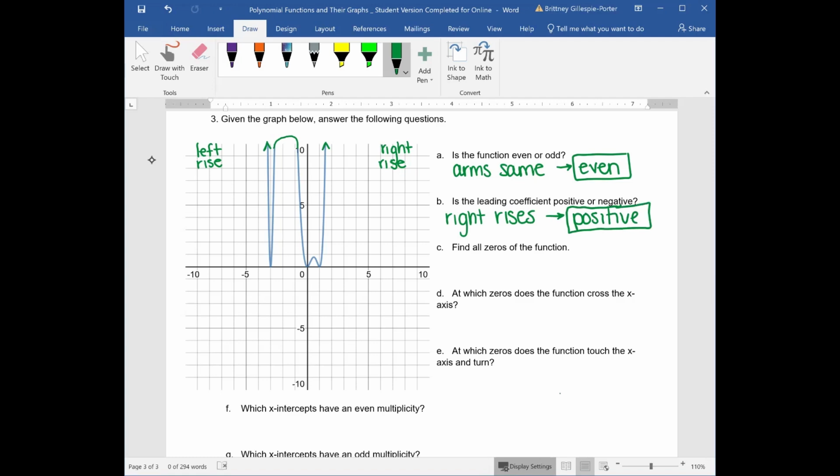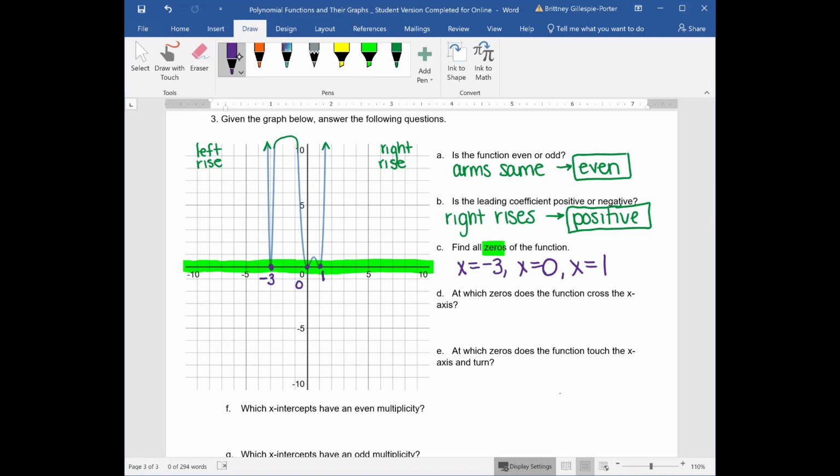With our zeros of the function, remember we need to go along the x-axis and see where we touch and turn or cross the x-axis. So notice we have one here at -3, another one at 0, and one at 1. Those are the only places we touch or cross the x-axis, which means our zeros are x equal to -3, x equal to 0, and x equal to 1.